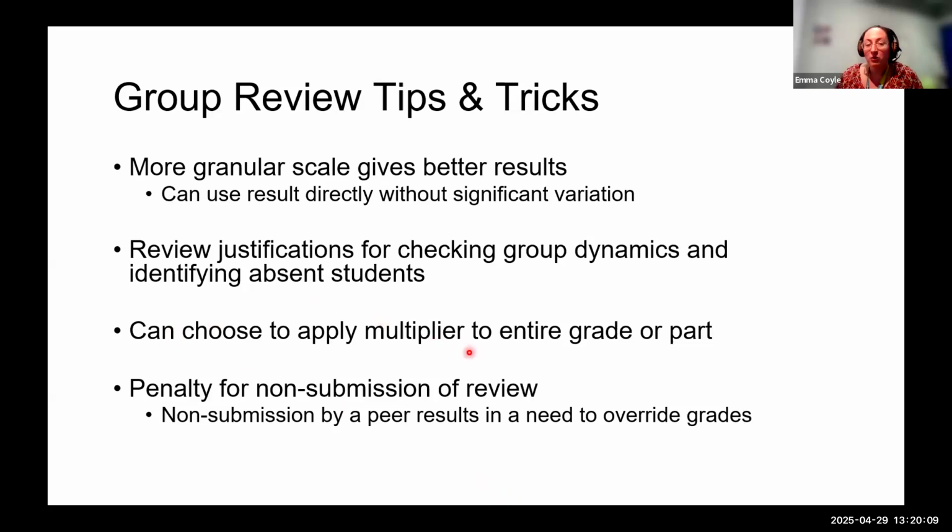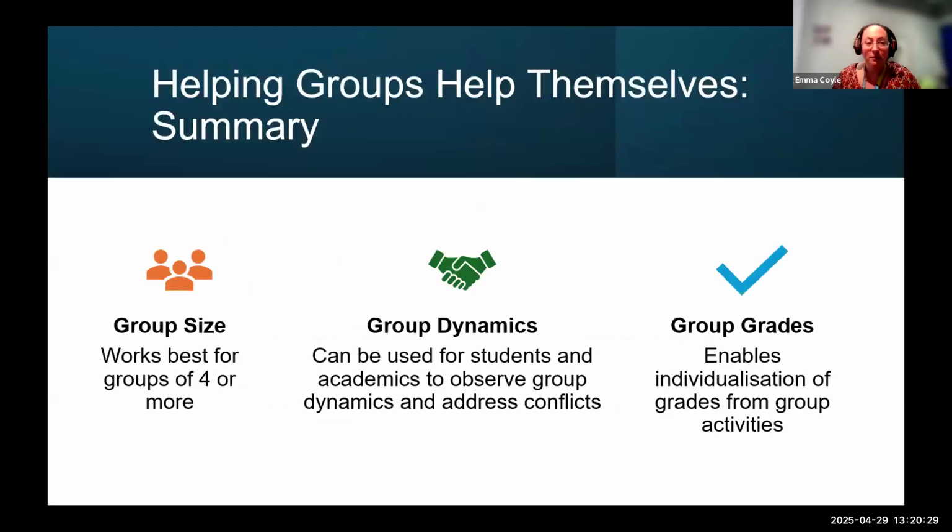You can choose to apply the multiplier to the entire grade or part, and we found that was very beneficial to get more discerning between grades by having it applied to a larger portion of the mark, or reducing it to only a small portion of the mark if the scale was not very granular. And then using the penalty for non-submission as a little bit of a stick to get engagement.